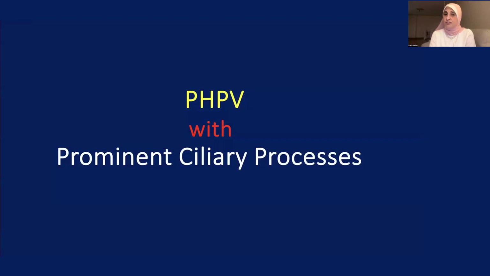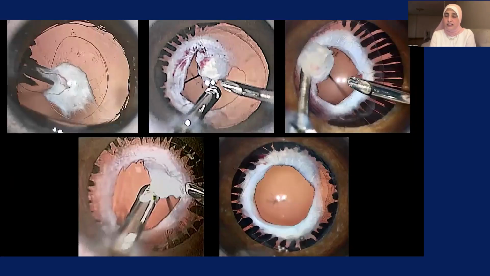Prominent ciliary processes. Some cases of a hyaloid artery are actually associated with prominent ciliary processes that may extend 45 degrees or 180 degrees or even 360 degrees.